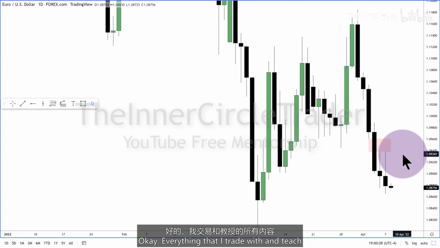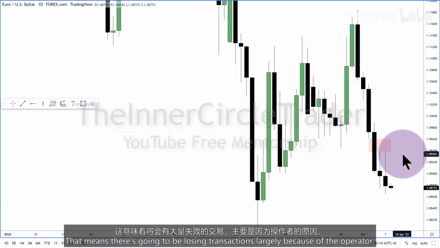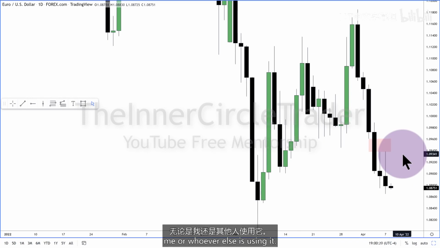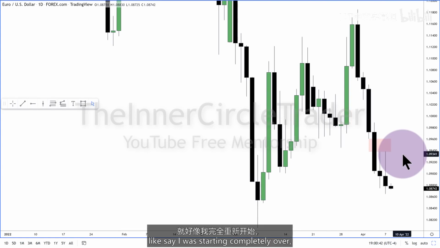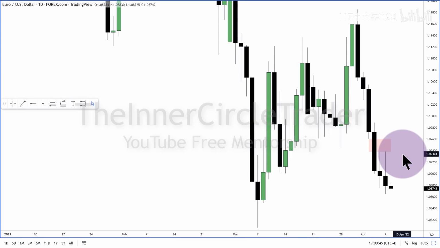Okay, everything that I trade with and teach is like everything else. It's imperfect. That means there's going to be losing transactions, largely because of the operator, me or whoever else is using it. And you have to take ownership of that. It takes a great deal of responsibility. And I kind of lectured on that in my private group on Wednesday. It doesn't feel good to hear those types of woodshed lectures, but it's something that I needed when I was younger. But if I was going to use one particular approach to trading, like say I was starting completely over, didn't know anything, but I discovered, like say, this YouTube channel.